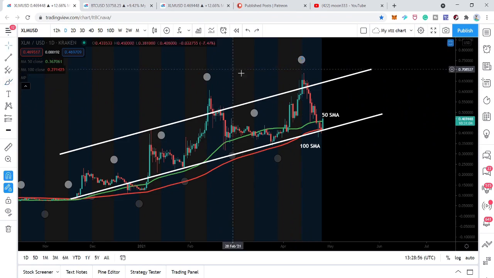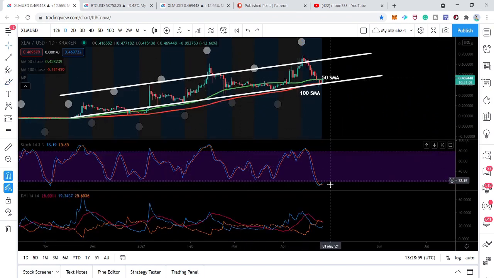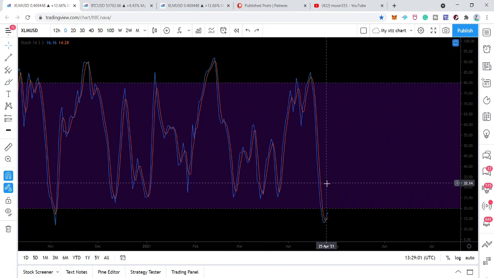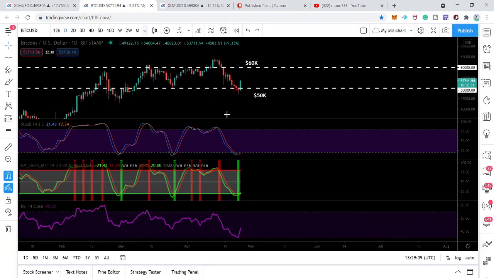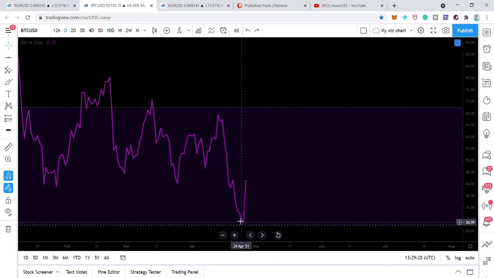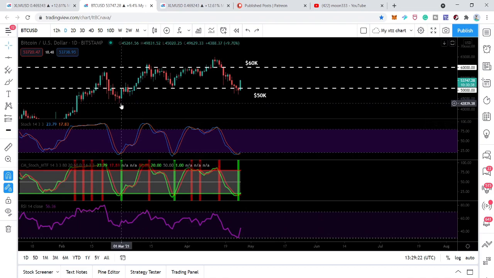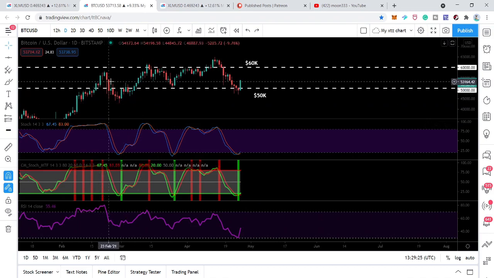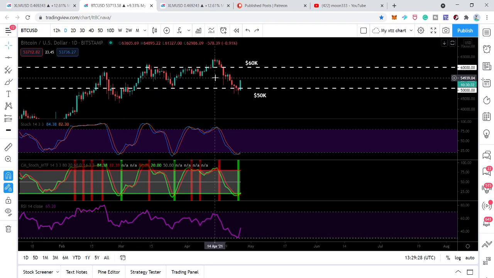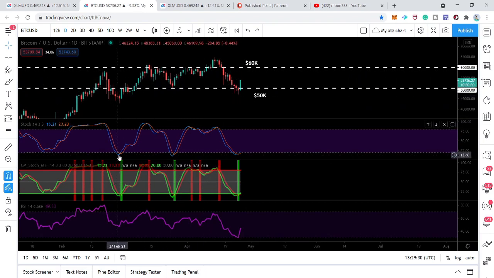Now here I have also placed the stochastic oscillator, and you can see this time the stochastic has entered the oversold zone. We have quite a similar situation on the Bitcoin chart as well. If I show you the Bitcoin chart, the stochastic is in the oversold zone, and the RSI went very close to the oversold zone. If we take a look at this Bitcoin move, it is moving between $60,000 and $50,000, and whenever the stochastic gets oversold, we receive a bull cross by the stochastic.